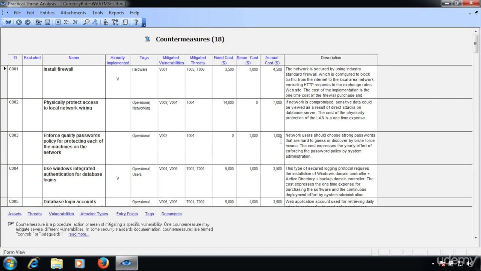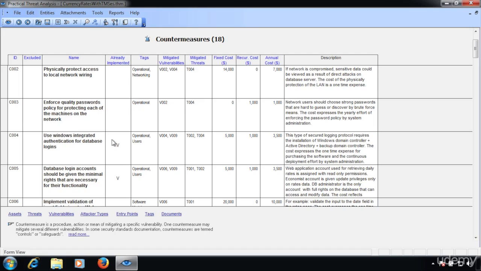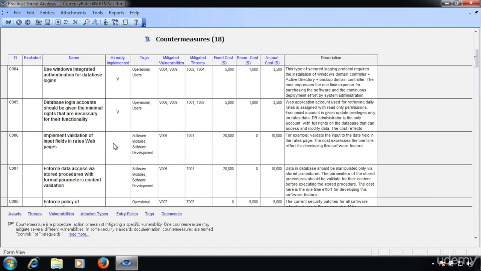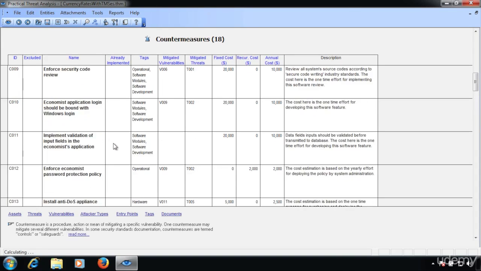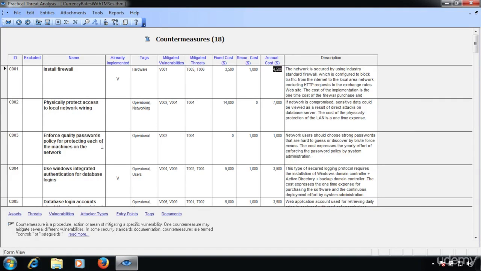Now, of course, there's no one that we could get to work for $1,000 annually. If we could, great, we'd all be out there hiring them. But keep in mind that we're just kind of throwing some examples out here. The numbers are really not real, right? Let's go ahead and proceed through these countermeasures. So we have 20 countermeasures.